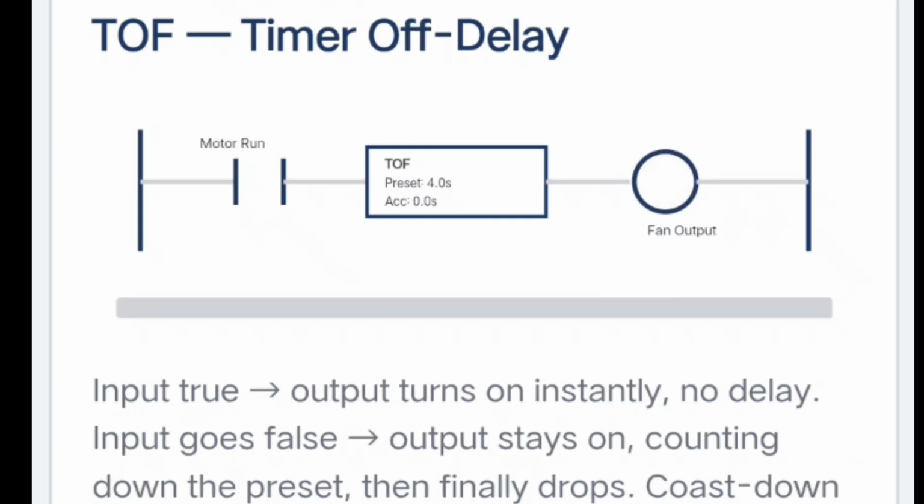TOF, timer off delay, works the opposite way. The output turns on immediately when the input goes true, no delay there. But when the input goes false, the output stays on for the preset time before finally dropping out.